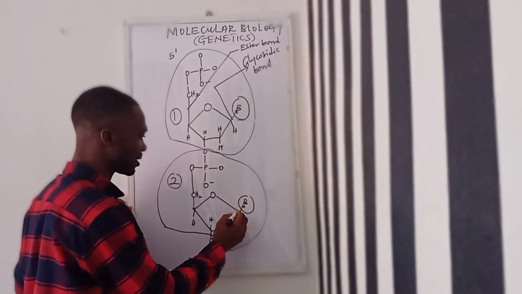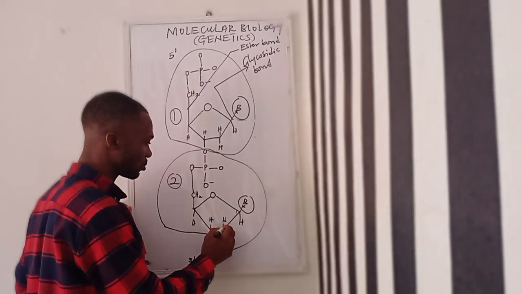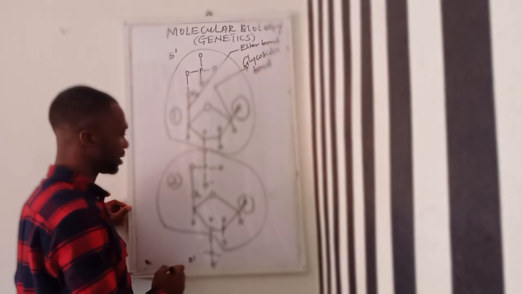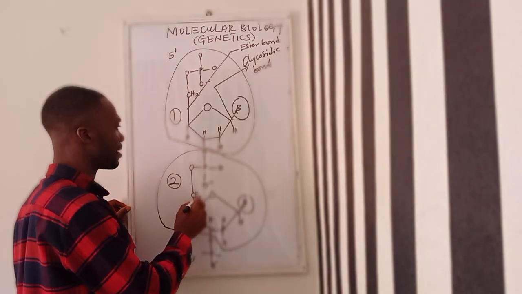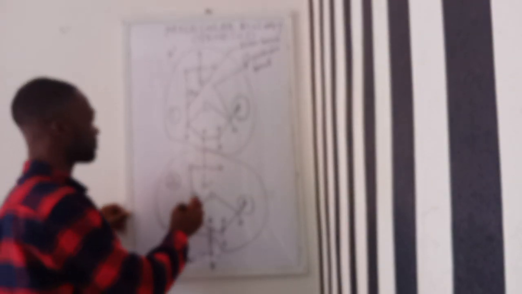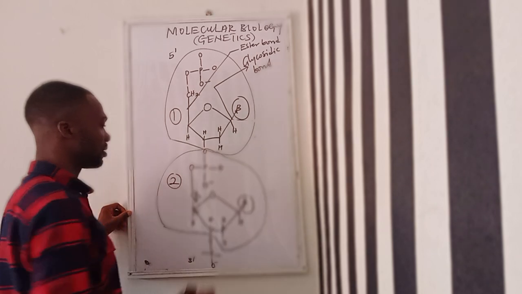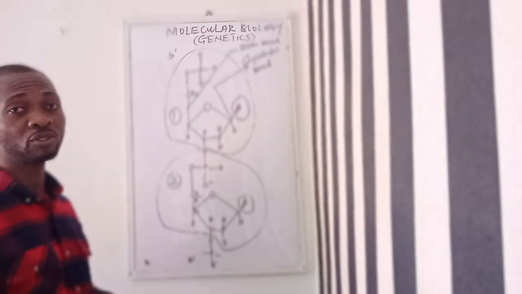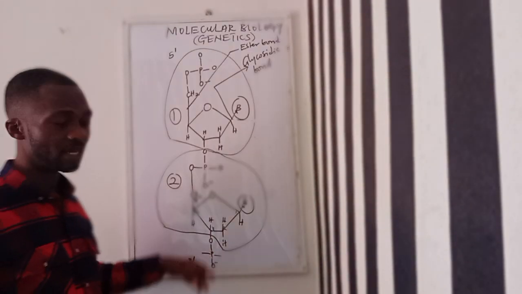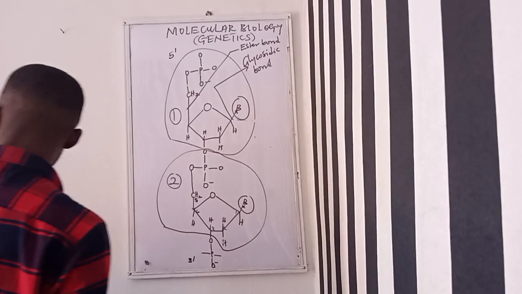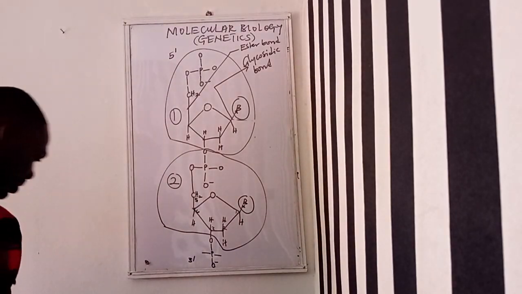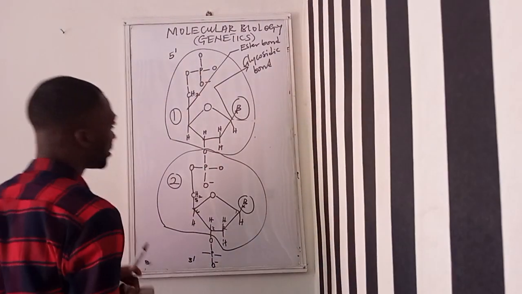At the three carbon atom. This is 1, 2, 3. 3 carbon atom, then 4, 5. 3 carbon atom and 5 carbon atom. Nucleotides are linked together by the formation of bond between phosphates at the 3 carbon atom and at the 5 carbon atom. So let's forget about the nucleotide now.